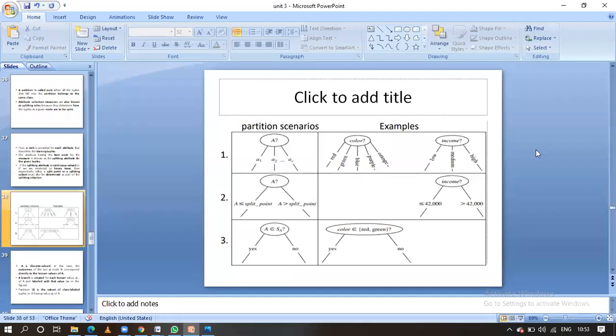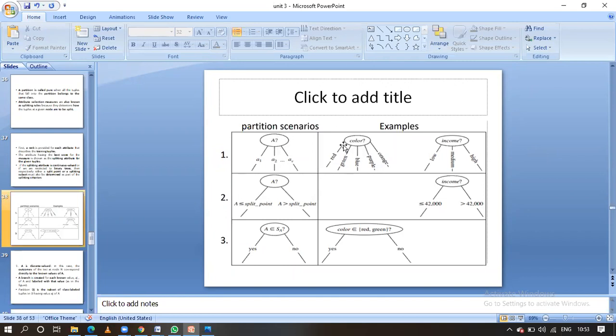This is very important: decision tree construction. In the third unit, that is decision tree construction, every topic is surrounded by the decision tree. Okay, we are in the decision tree construction. In that, we are seeing the partition scenarios. Three partition scenarios will be there.